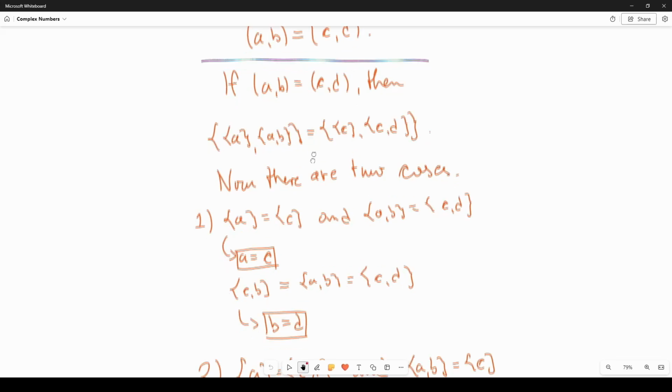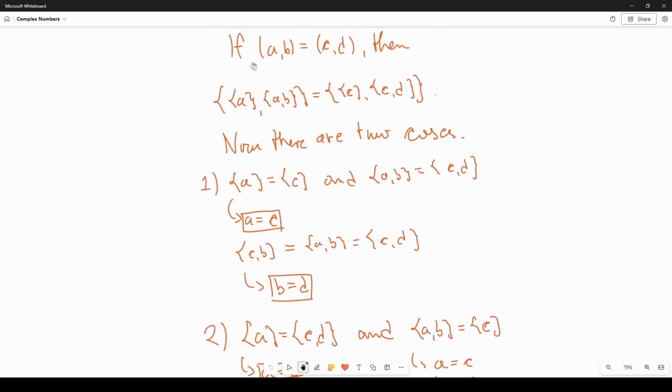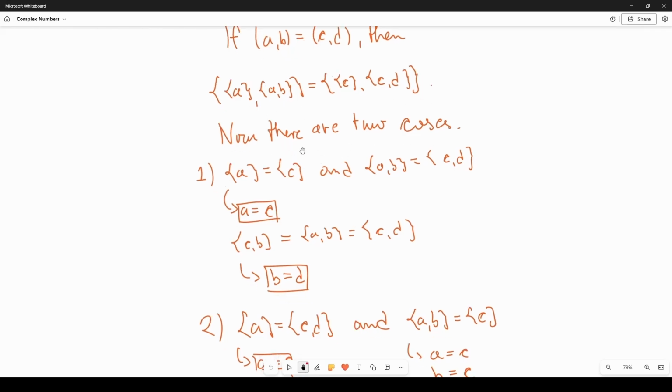Now let's go from left to right. So we assume that these two ordered pairs are equal. That means that these two sets are equal. Now there are two cases to consider. I'll just go through the first.